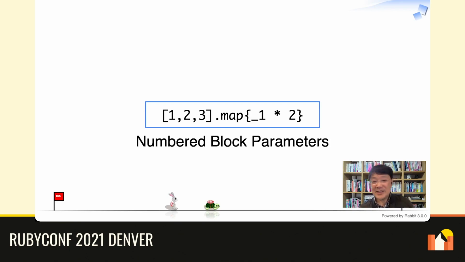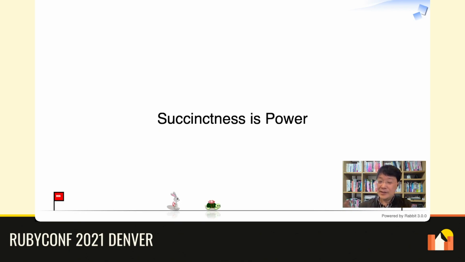Anyway, succinctness itself is power, so Ruby's language syntax is enhanced to make your programs more understandable, succinct, declarative or more intuitive. That is very much the goal of the Ruby language.